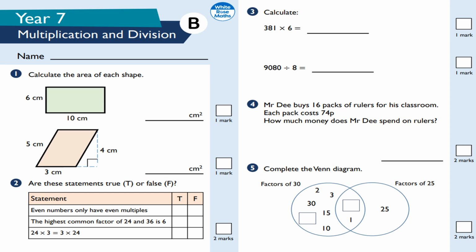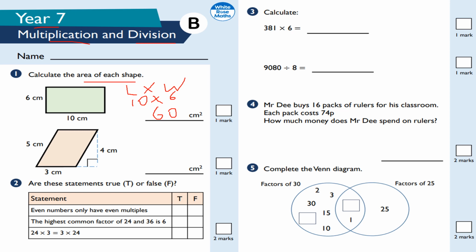We are now looking at Year 7 multiplication and division. This is question number 1. Calculate the area of each shape. So the area of a rectangle is just length times width. So it's just 10 times 6 or 6 times 10. And the answer is 60 centimeters squared.